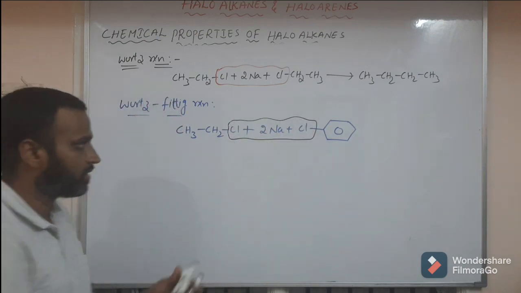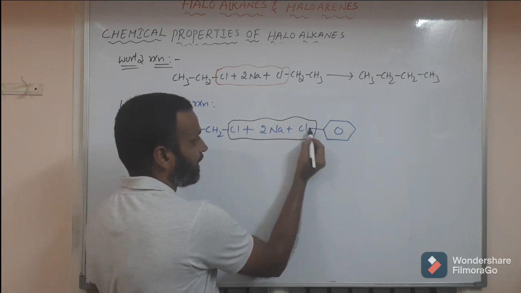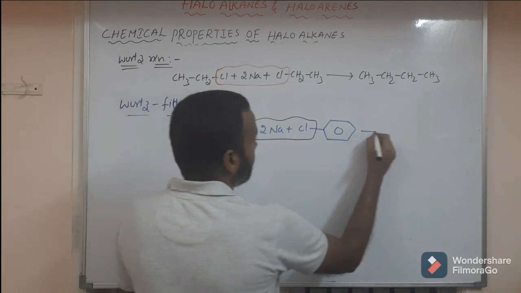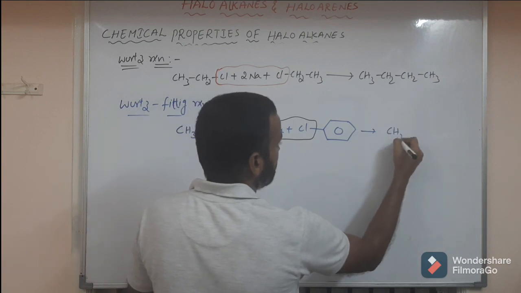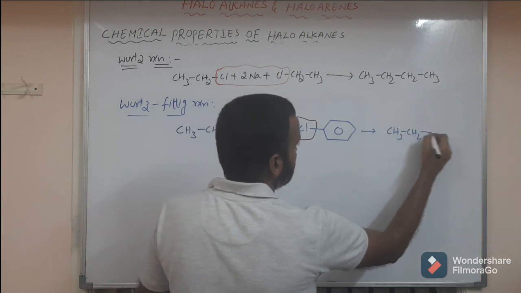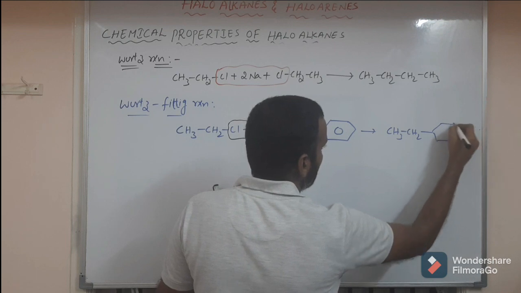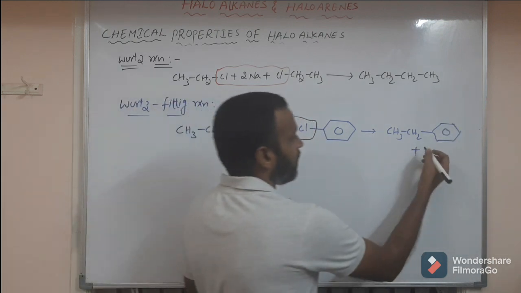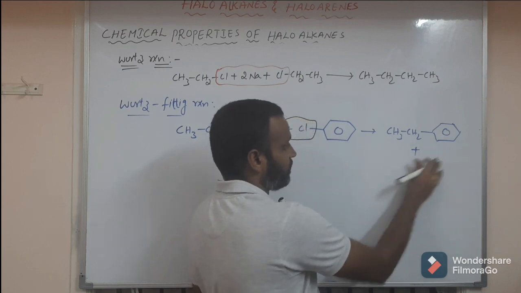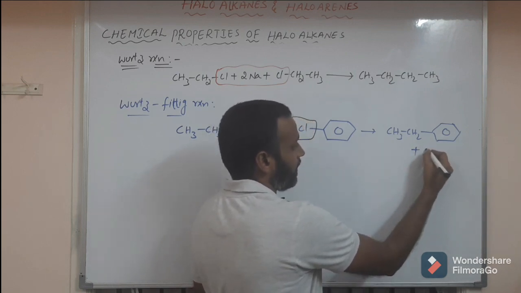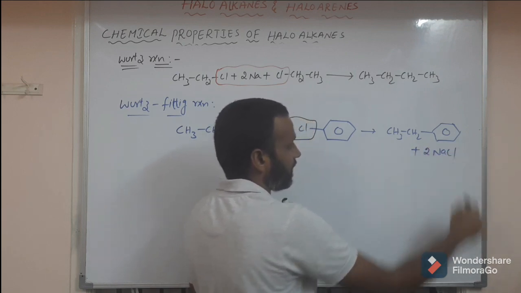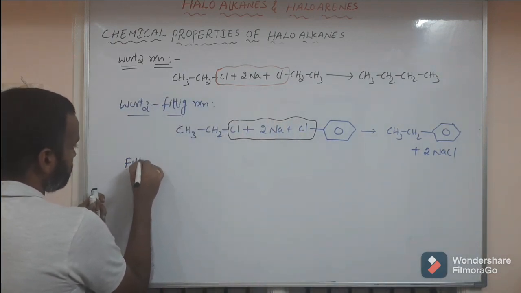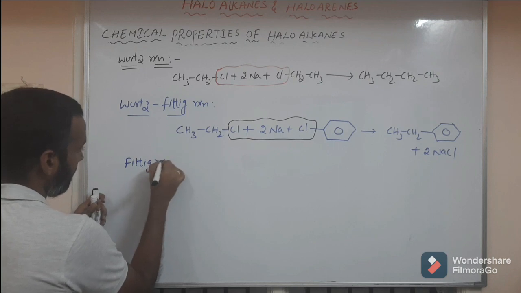But this is difficult because this chlorine and this carbon have double bond character. So what will be the product here? Very simple. CH3CH2, C6H5, ethylbenzene, or phenylethane, we call it by the IUPAC name. And 2 moles of NaCl. Okay. What is the Fittig reaction?